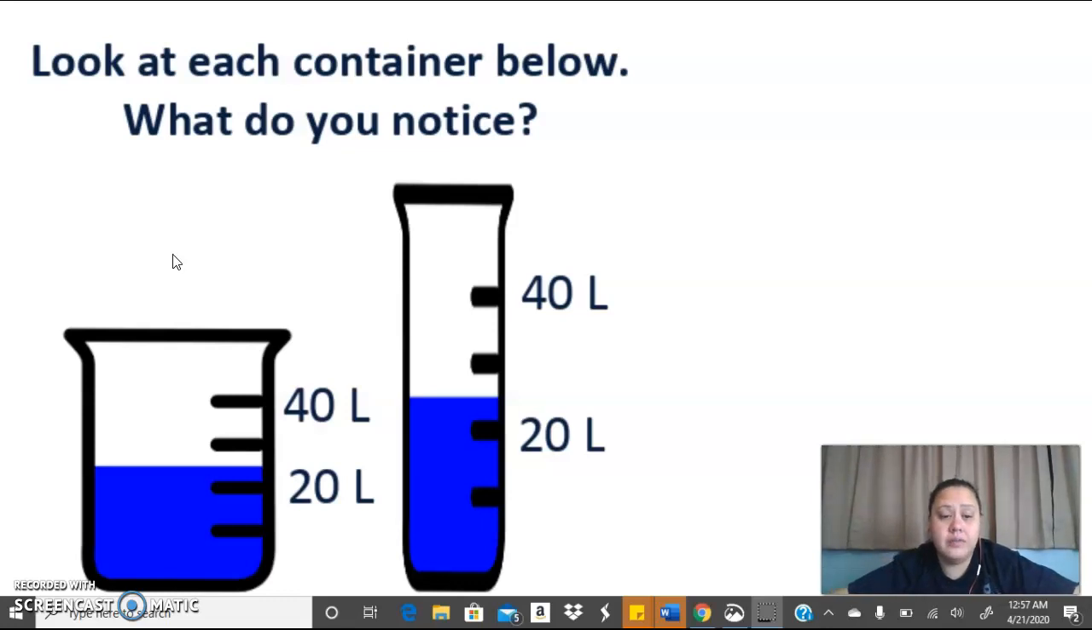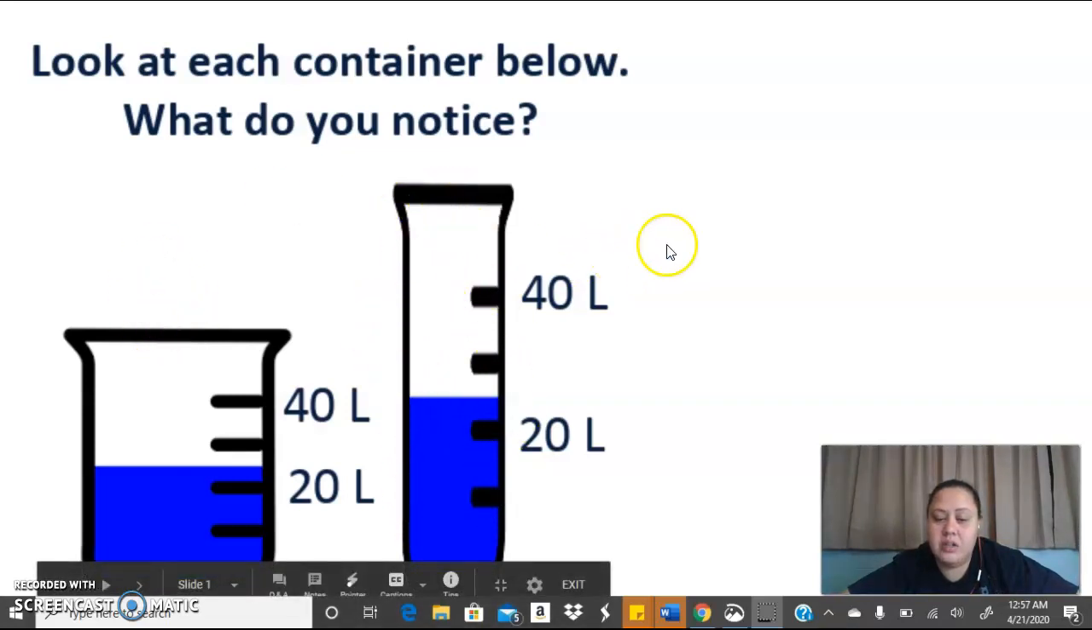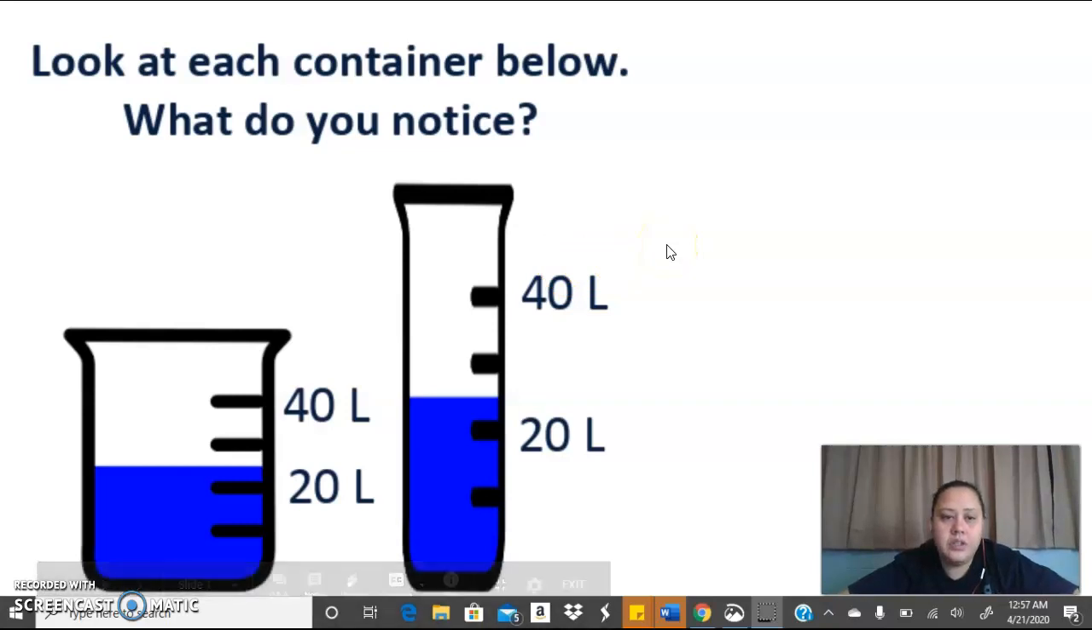So here is a picture of two different types of cylinders. This is the one we're going to focus on, which is the thinner tube. But what I wanted you to look at each container is, what do you notice?